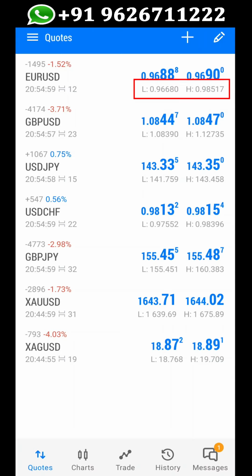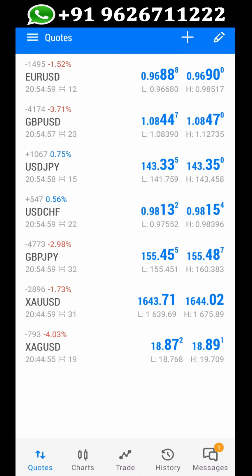Okay, so next, the bottom small gray color data, two data. First one is the L. This means today's market lowest trading price: the L mentions today's EURUSD lowest trading price, 0.96680. Next data, H, means today's market EURUSD highest trading price, 0.98517. So this is the highest today. Okay, so today's market highest trading price is the right side data, 0.98517, and the lowest trading data is 0.96680. Okay, so you have almost understood these four data.